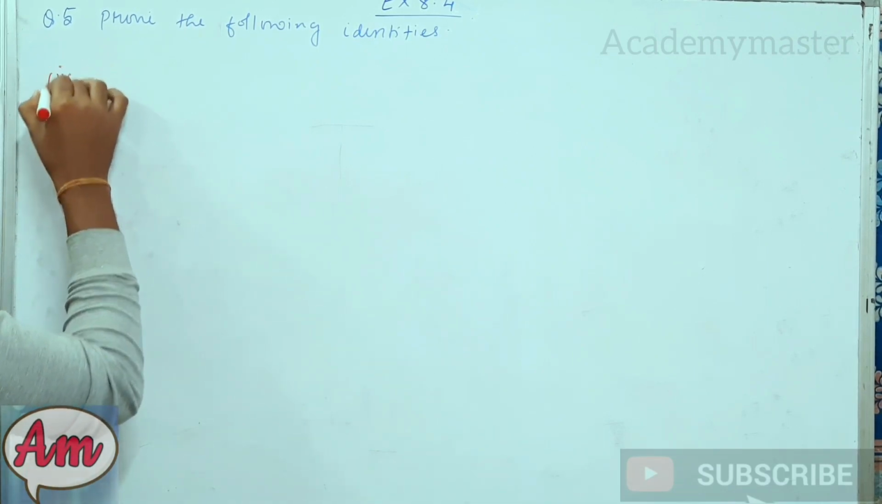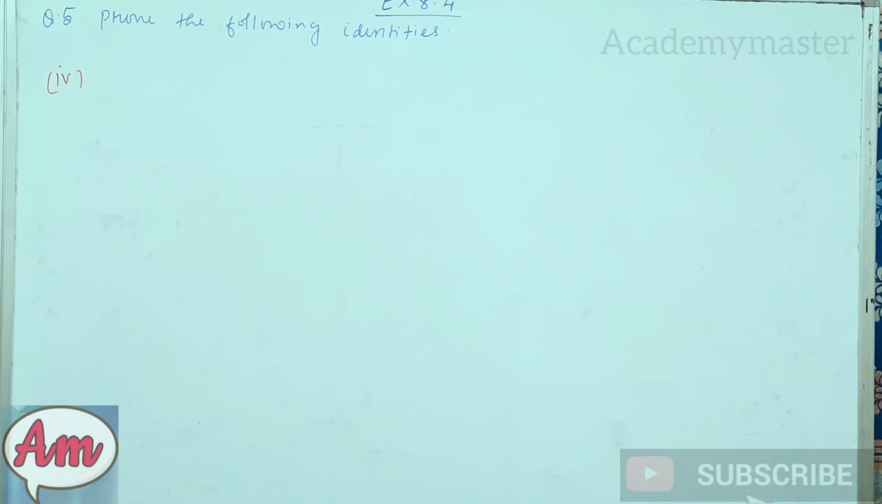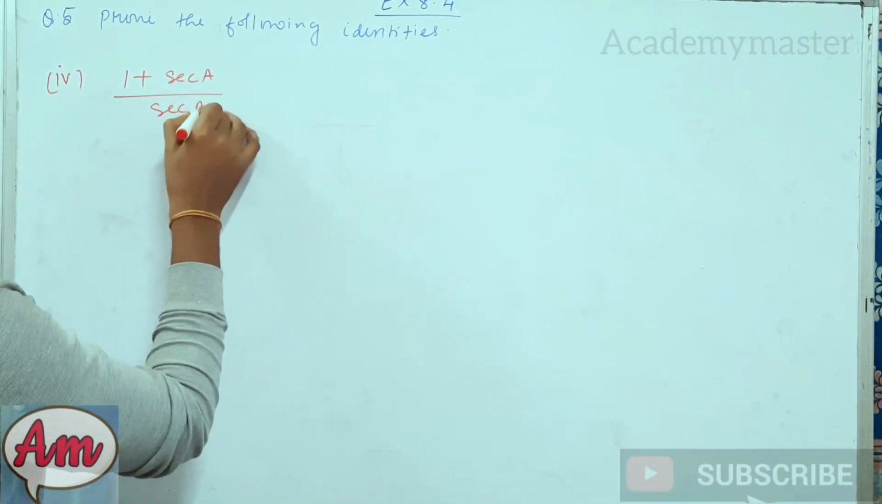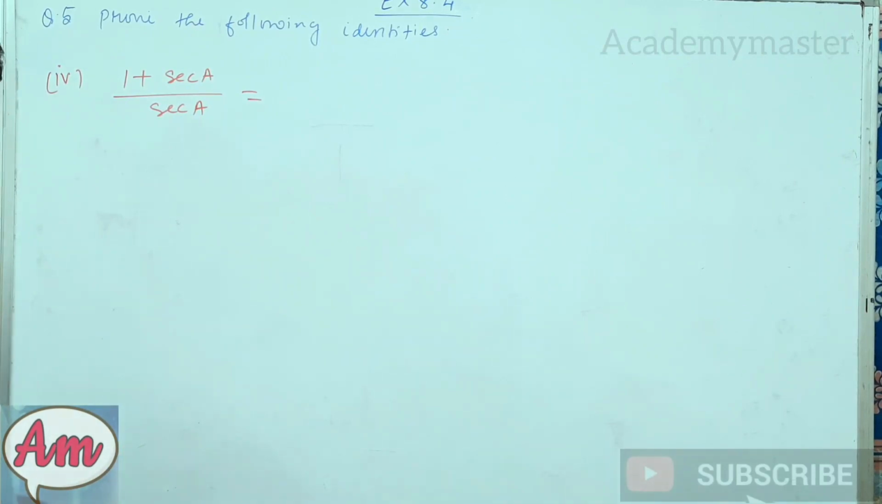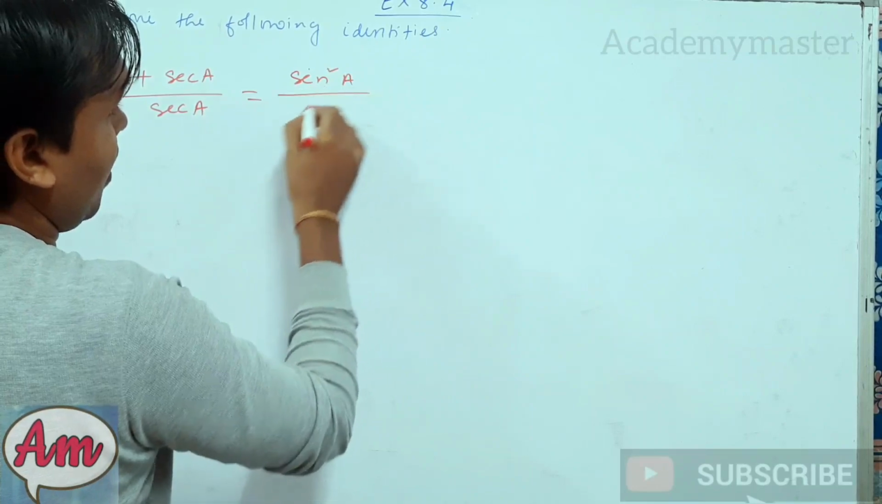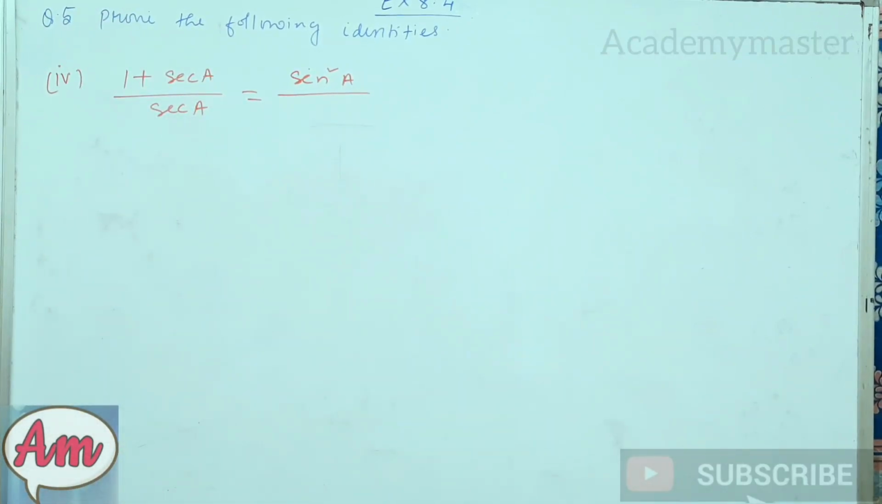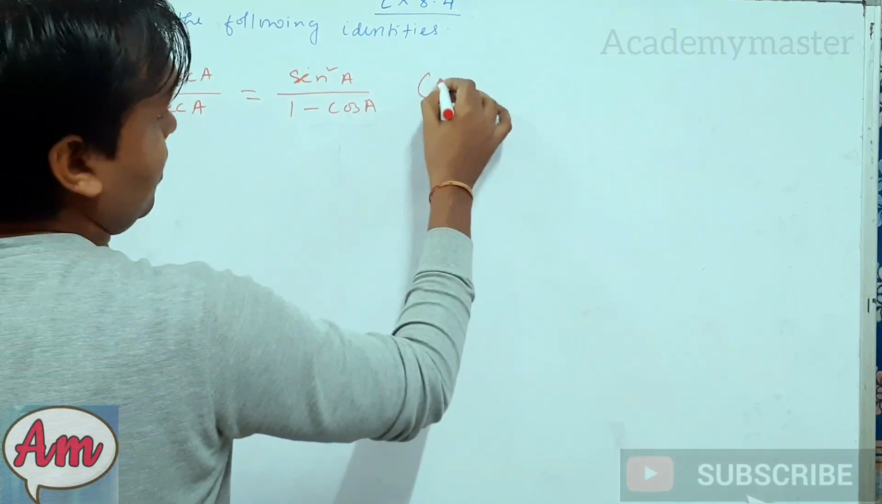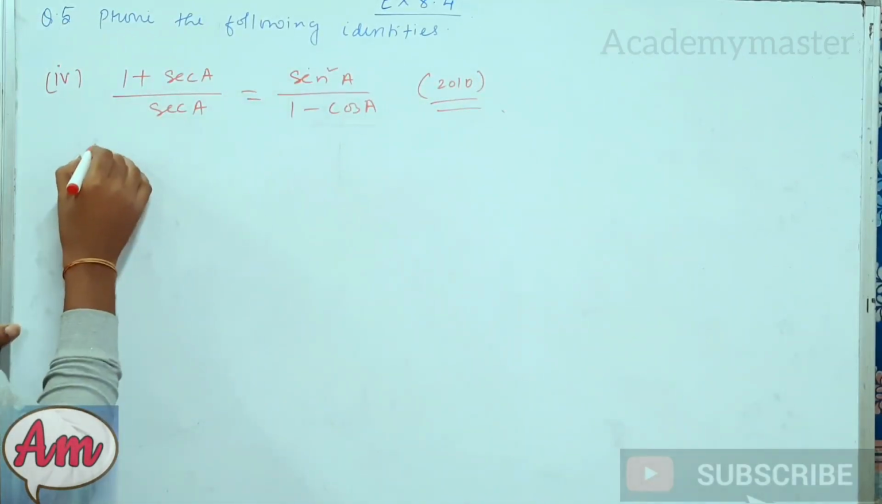So question number 4 says: (1 plus secA) by secA equals sin²A by (1 minus cosA). So this question was asked in 2010. Okay, so let's take here LHS.